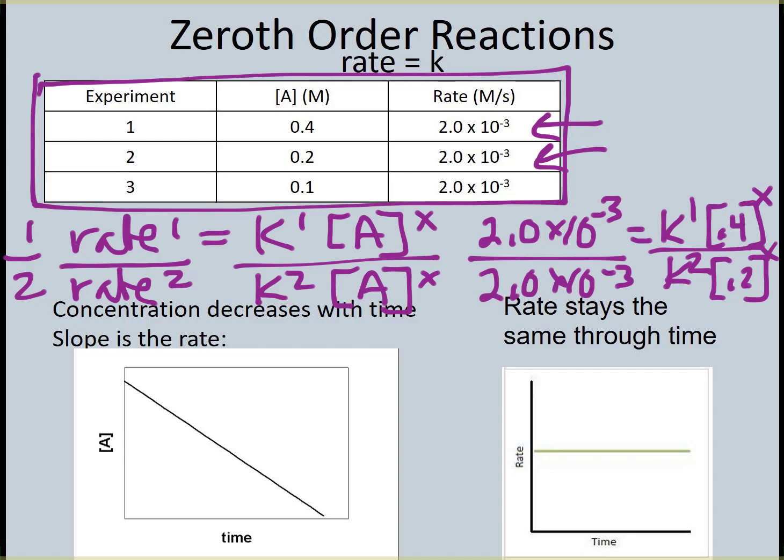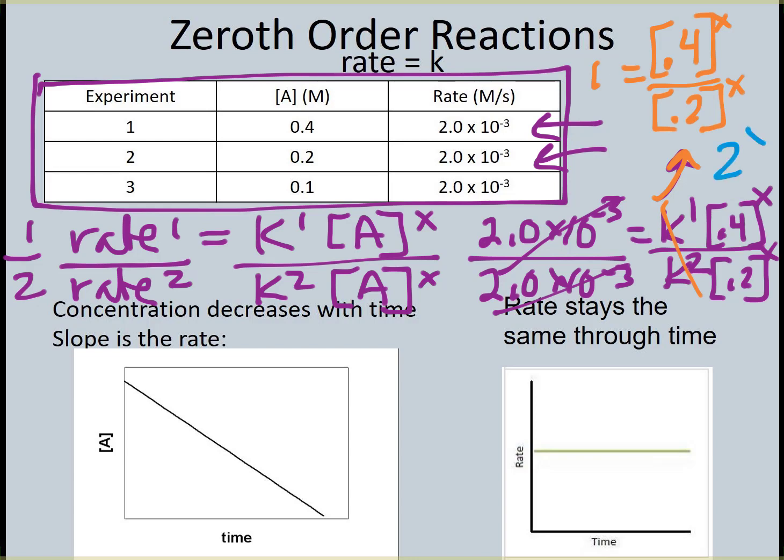So let's eliminate what is the same. So I have these crossing out, so that equals 1. So I'm going to bring my work up here. So I have 1 is equal to, I'm going to cross my k's out. And so I'm left with 0.4 to the x divided by 0.2 to the x. And I end up with 2 to the x.